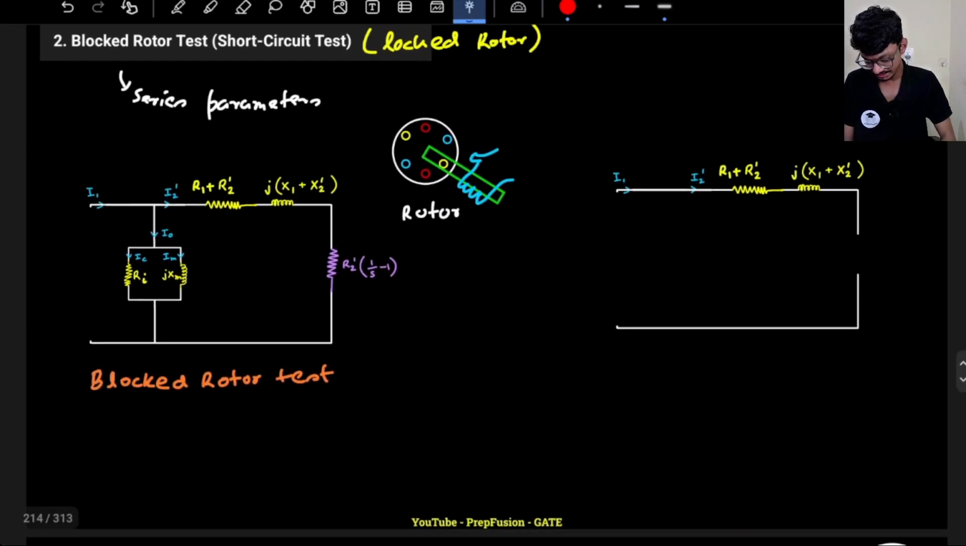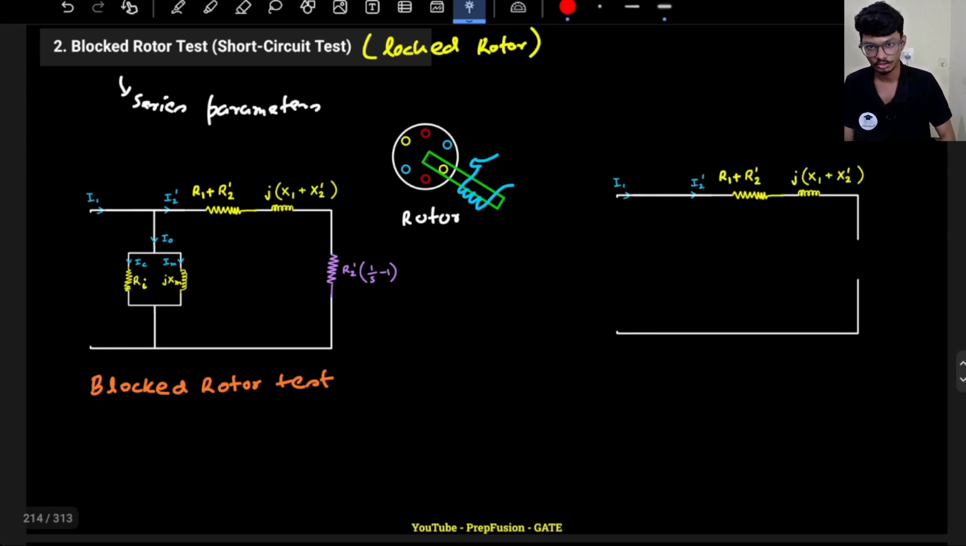So let's now discuss the blocked rotor test, also known as the locked rotor test. In this we will be finding out the series parameters. In the previous test we found out the shunt parameters. So in this case, as I have told you, we will block the rotor.